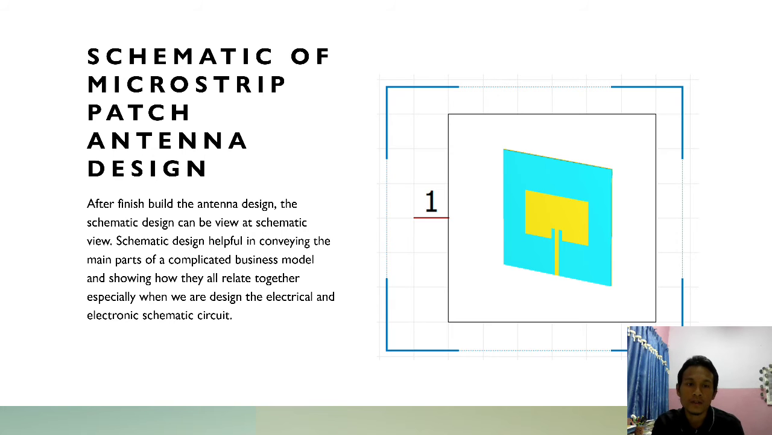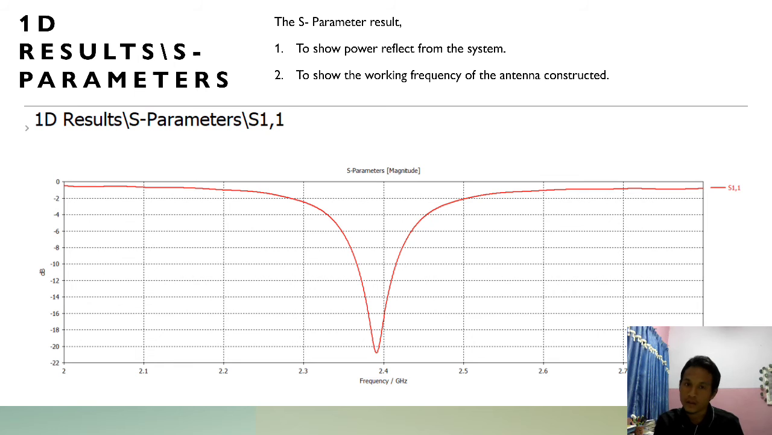From the final construction, we can view the schematic of the antenna design. The schematic is very helpful in conveying the main parts of a complicated model and showing how they are related together, especially when we are designing electrical and electronic schematic circuits. Now, we are looking at the S-parameter result. The S-parameter result is used to show the power reflected from the system and to show the working frequency of the antenna constructed.